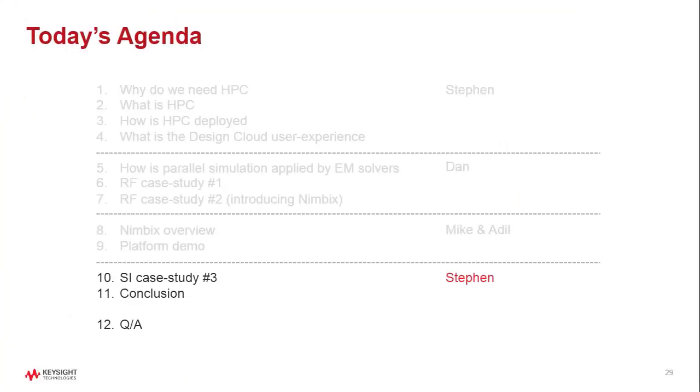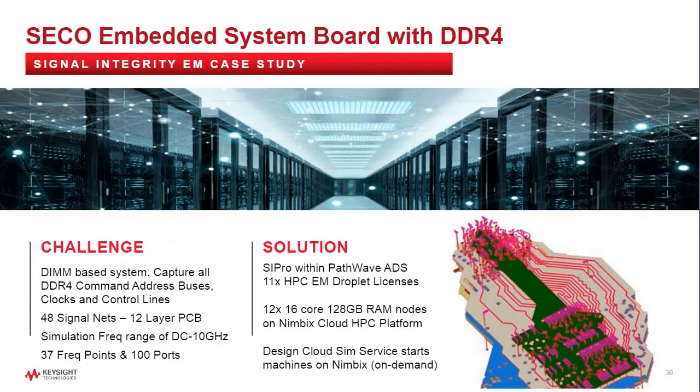All right, so I'm going to bring us home now, and I'm going to provide a last case study. This is another signal integrity case study. It's another DDR bus, but it's on a different board. And this DDR bus this time is a little bit different because we did the command address lines. We did all of the command address and control lines. And so that means 48 signal nets in total, 100 ports.